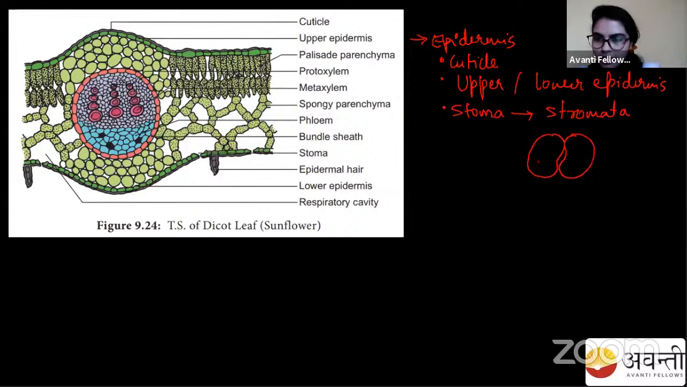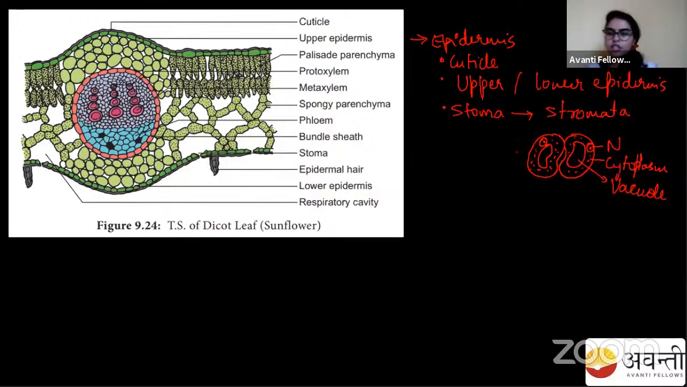Its internal structure you will study in upcoming classes. So this is how it looks. This is the nucleus, this is cytoplasm, this is a large central vacuole. It helps in the exchange of gases. These are the guard cells. These two guard cells together, we call it stoma or stomata. They help in the exchange of gases.